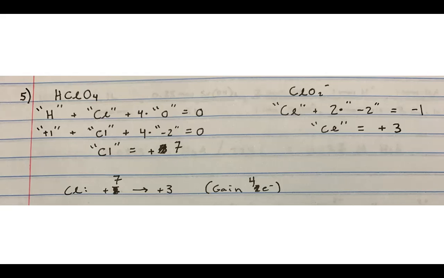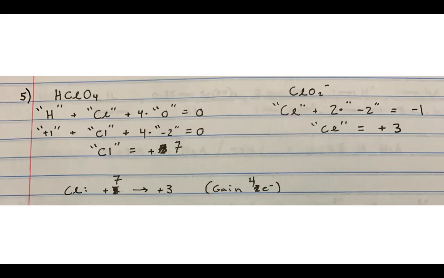HClO4. In ClO2 minus, a chlorite ion, right? Chlorine plus 2 times the oxidation number of oxygen had to equal the charge, which was -1. And so because we know oxygen is almost always -2, for that to be true, chlorine would have had to have an oxidation number of +3. And so when we're looking at this reaction, chlorine goes from an oxidation state of +7 to +3, which means it gained 4 electrons, right?